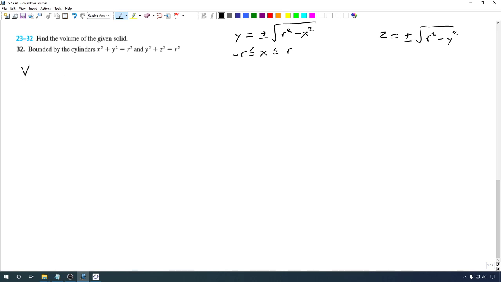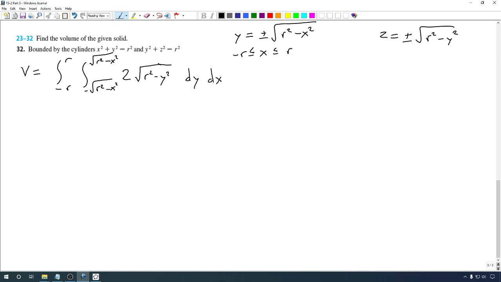We can say that our volume here is the double integral, negative r to r, then negative square root of r squared minus x squared. We have r squared minus x squared. We subtract those, so we have square root of r squared minus y squared minus a negative version of itself. So in fact, we end up going plus this same thing. So we'll just go ahead and put a 2 there. We do dy dx.